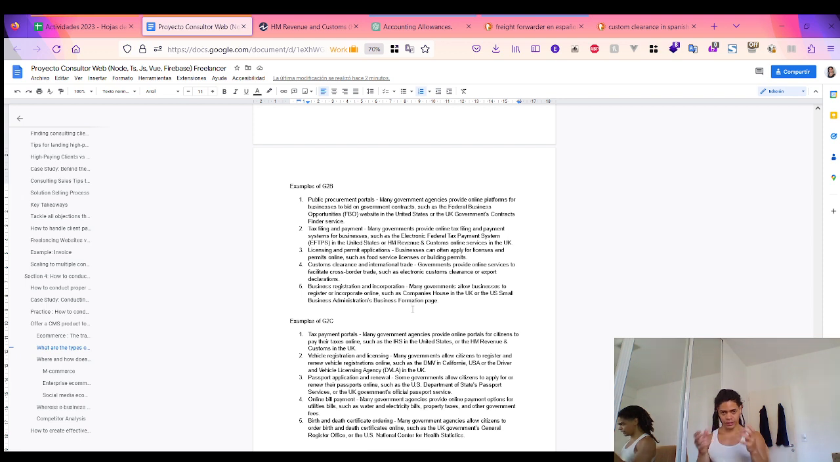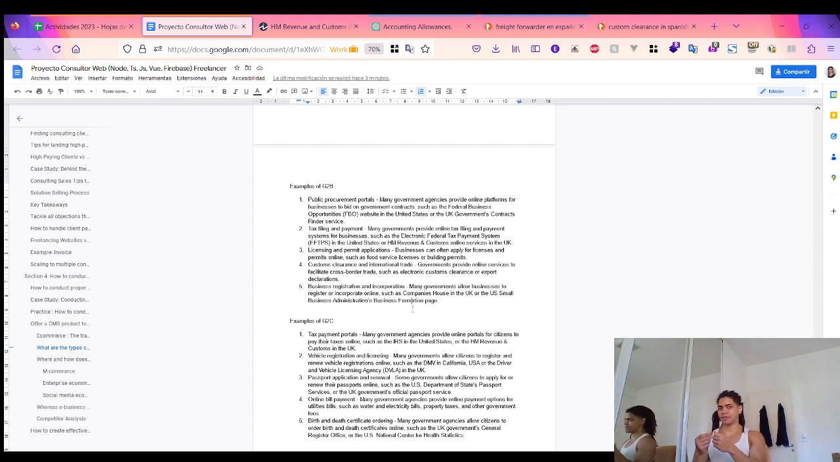So again, an example of government to business, because here what I'm looking at is how the exchange of goods or services on the internet is done between the government and the business. The most common example is public procurement portals, such as FBO, the Federal Business Opportunities in the US, or the UK Government Contract Finder Service.